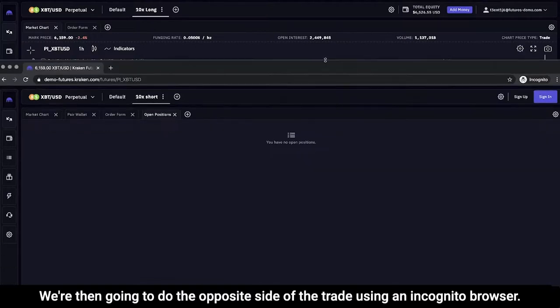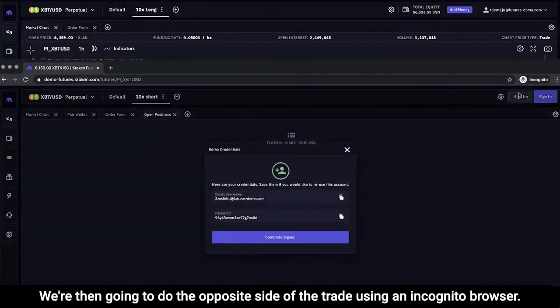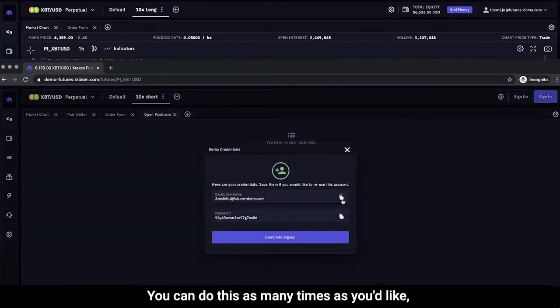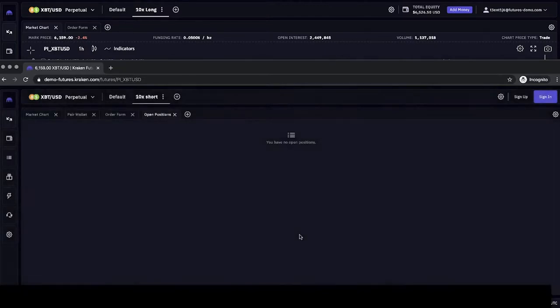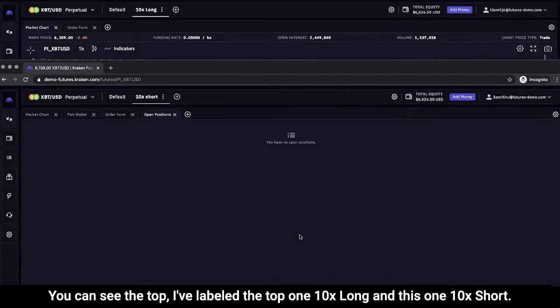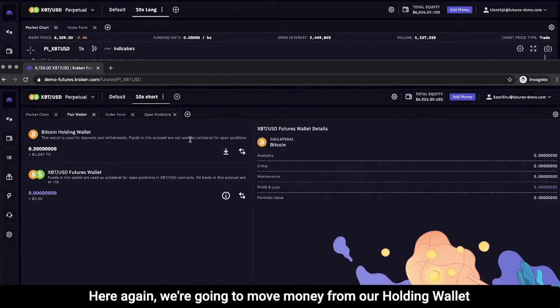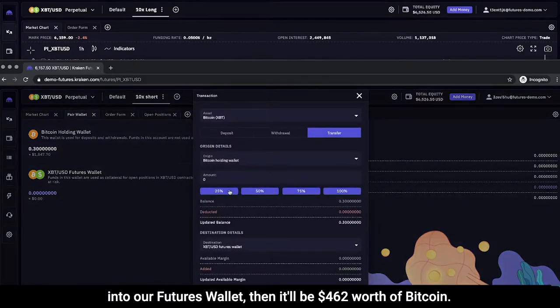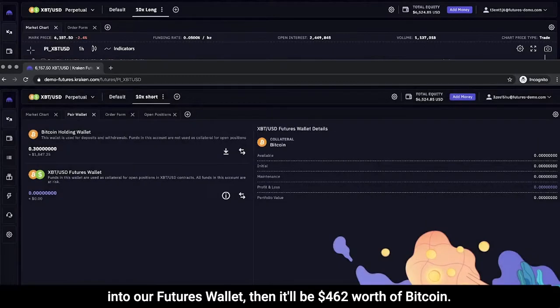We're then going to do the opposite side of the trade using an incognito browser. So we're going to sign up for a second account. You can do this as many times as you'd like. And we're going to complete the sign up process. You can see at the top, I've labeled the top one 10x long and this one 10x short. Here again, we're going to move money from our holding wallet into our futures wallet. Again, it'll be $462 worth of Bitcoin.